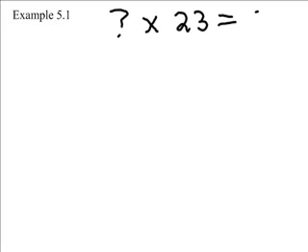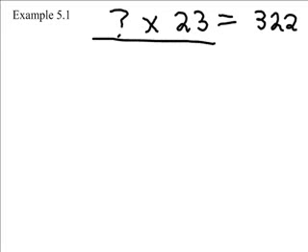Egyptian mathematics, Egyptian division, example 5.1. 322 divided by 23. So we're going to turn this around and ask ourselves what times 23 gives us 322. And we're going to do the same process that we did when we used Egyptian multiplication.